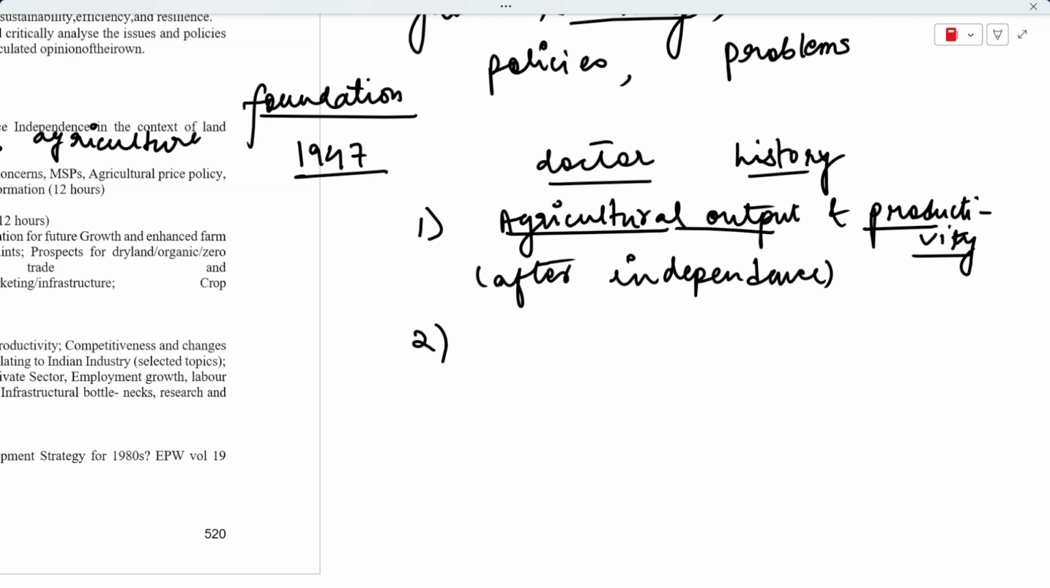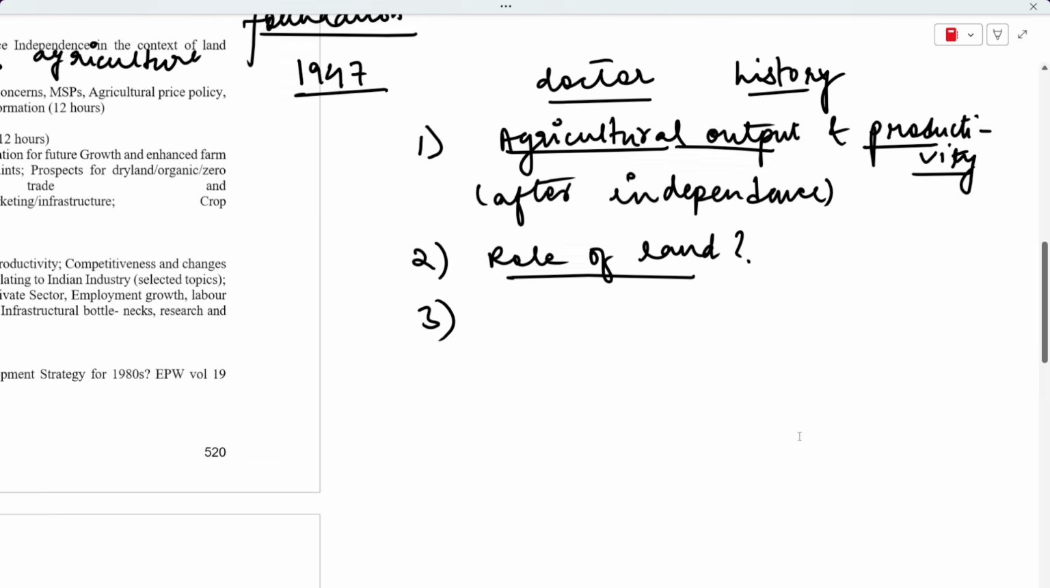The second question is, what was the role of land? Did we bring more land under farming? Was more land included in farming or not? This is the second question that we will be answering through unit 1.